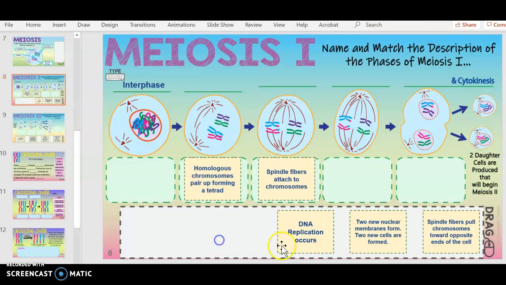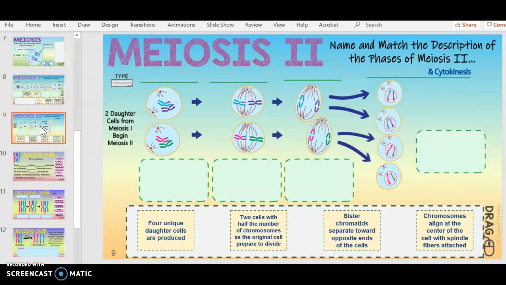Okay, and the rest of these I'm going to let you figure out on your own. So now we have the second division. Don't forget to type in what's going on here. There's no interphase anymore, so this is the first phase of meiosis 2. By the way, these should have the number 2 after them, like this is metaphase 2, where the other one just has 1 after it.